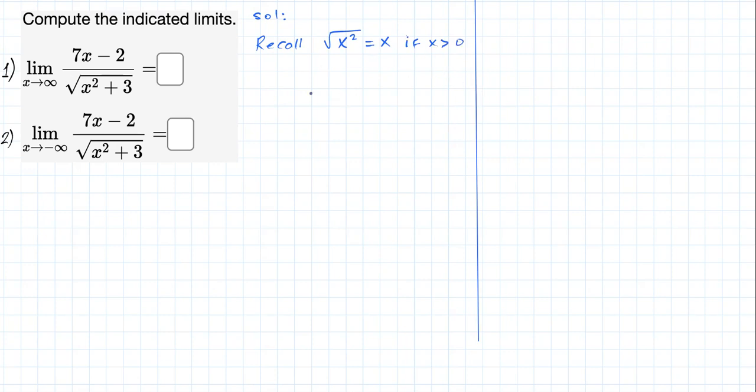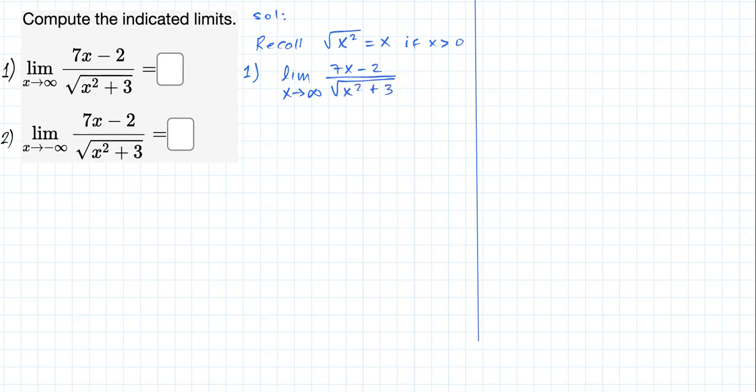Now you may say, Professor, how could we know that x is positive for number 1? Well, look at this. x approaches infinity, right? x is a big positive number. You can think of x as 1 billion, 1 trillion, positive number, right? Good. So number 1 then becomes the following. Limit as x approaches infinity of (7x minus 2) over the square root of (x squared plus 3).